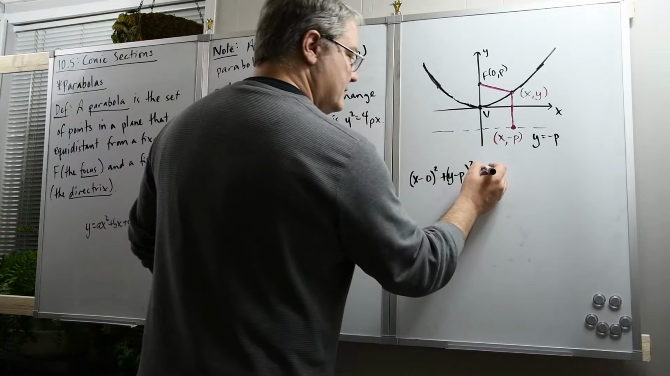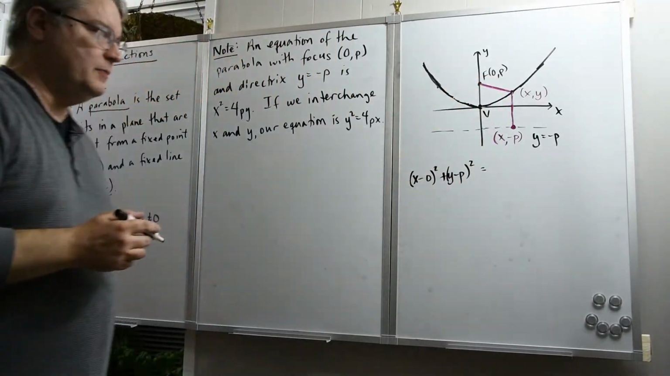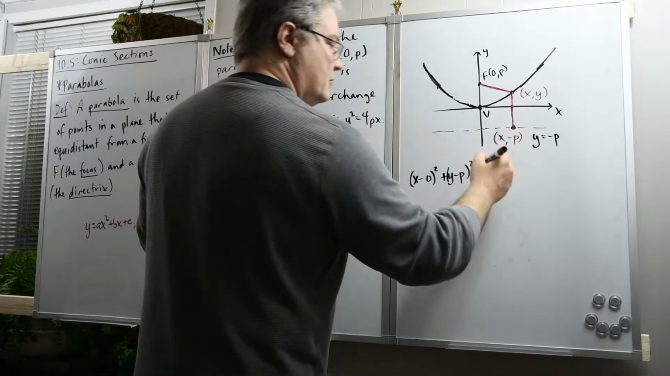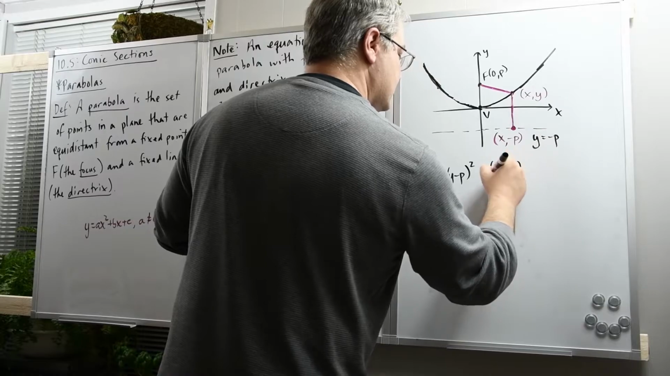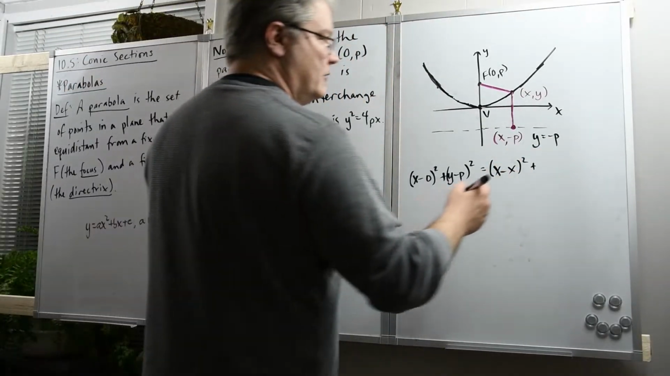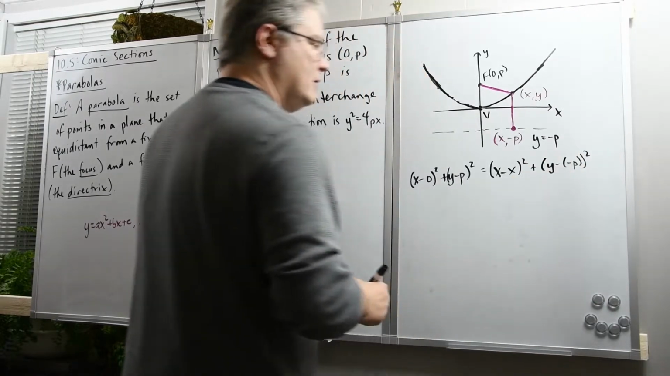Now that's going to be the same as the square of the distance between this point and this point (x, negative p) that's on the directrix. So once again, we'll take the difference in the x-coordinates, that'll be x minus x, squared. Then we'll add the square of the difference in the y-coordinates, so we'll have y minus a negative p, and that'll be squared.